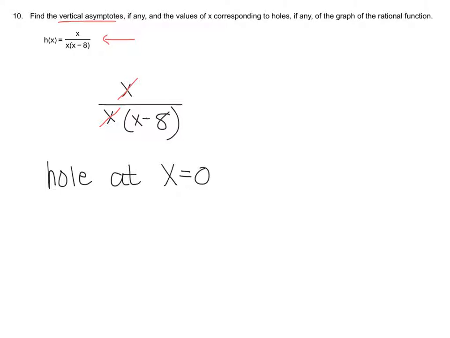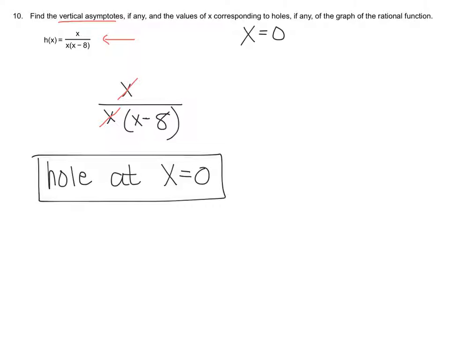And I know that because you just take the factor that you canceled and set it equal to 0 and solve for x. So if I set x equal to 0, that's already solved. So I know that there's a hole at x equals 0.